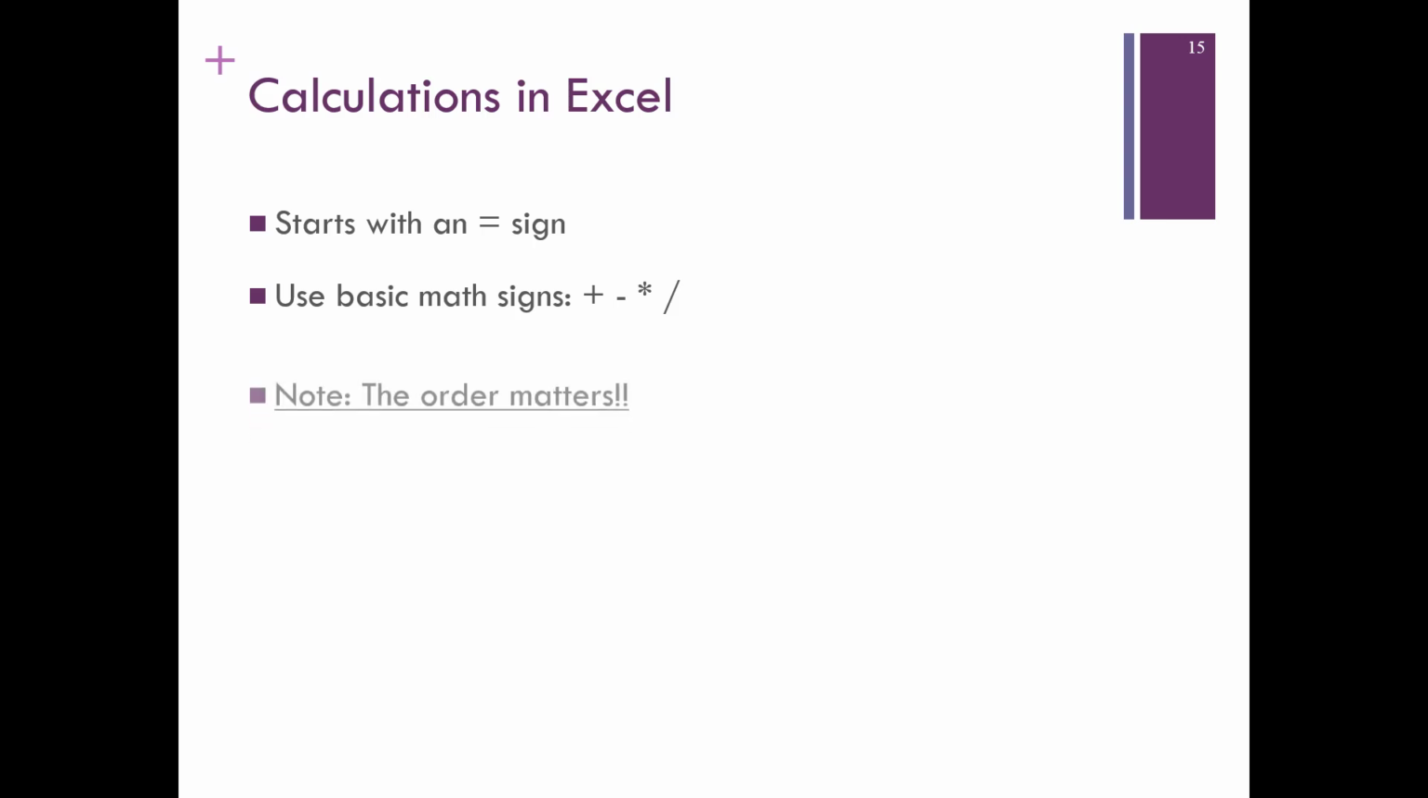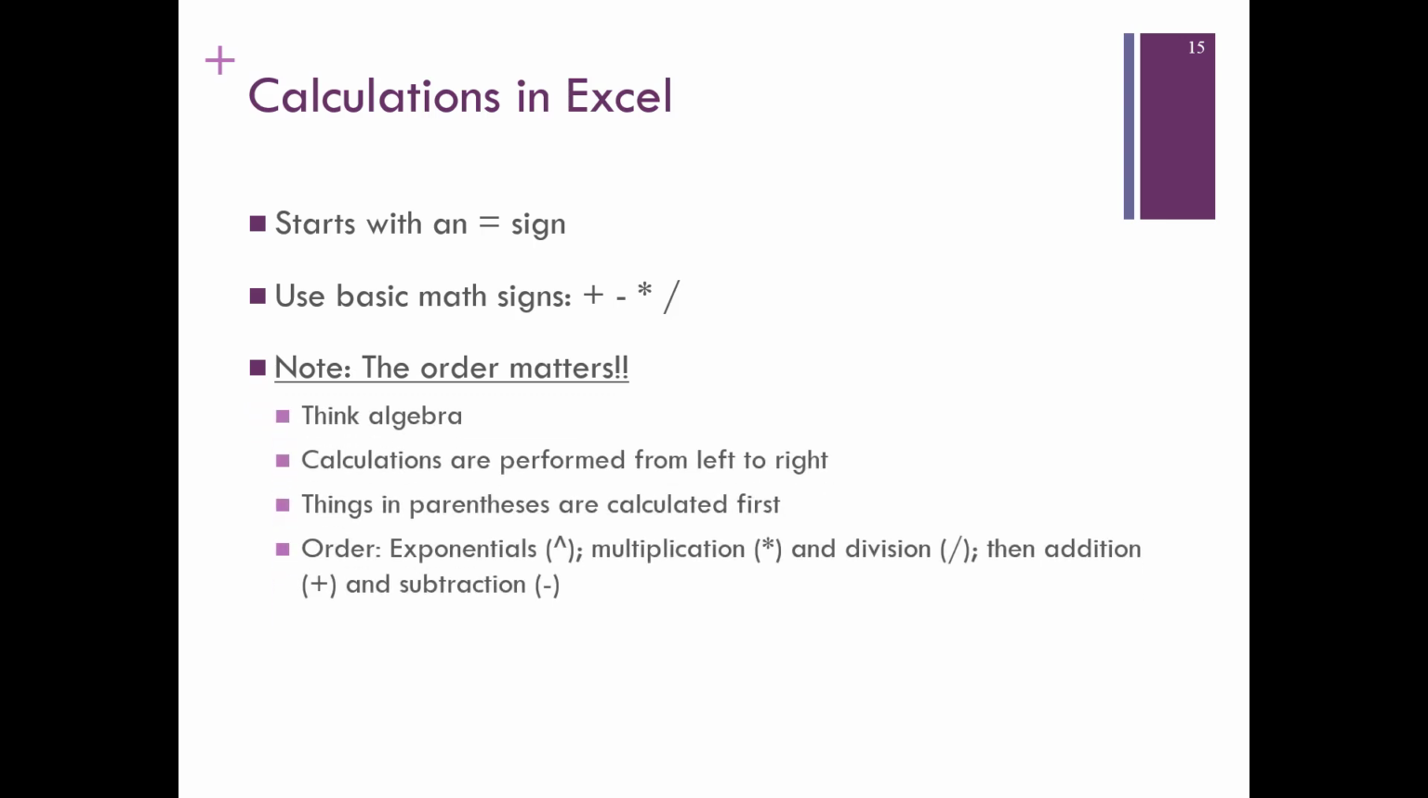And something that's very important to remember is that the order matters. So there's an order of operations, if you remember algebra. Calculations are performed usually from left to right, but things in parentheses are calculated first. And there's a particular order in which math is done. So first come the exponentials, then multiplication and division. And then finally, addition and subtraction are conducted last. And so you might remember the acronym PEMDAS. Please excuse my dear Aunt Sally. Now that will help you remember the order of operations.